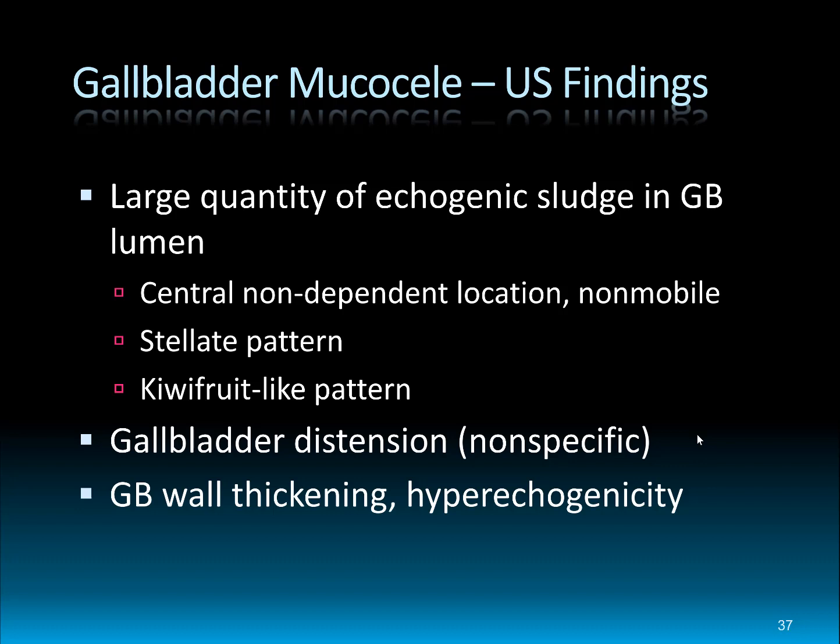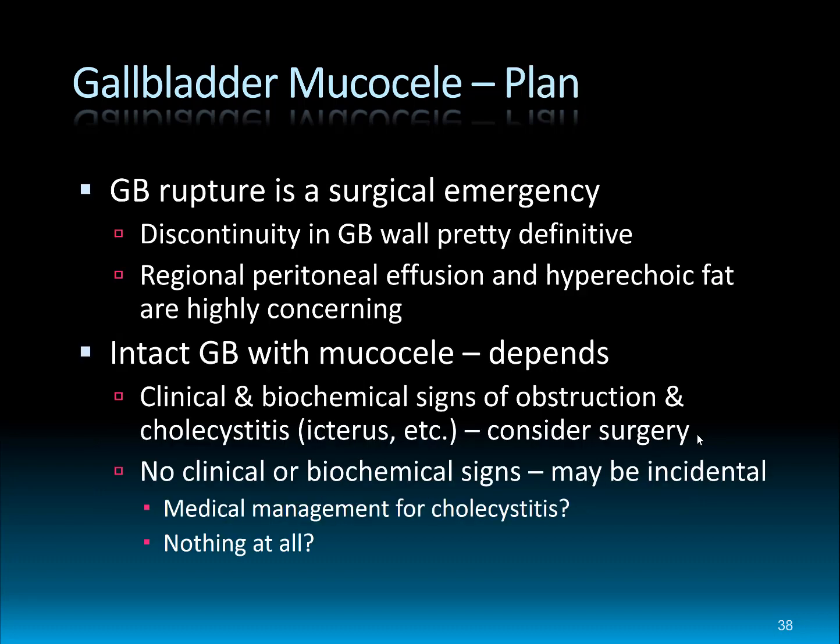Usually there's gallbladder distension, although again, that's not a specific finding. And a lot of the time we'll see gallbladder wall thickening and usually an increase in echogenicity as well. The gallbladder can rupture. If it does, that's a surgical emergency. Sometimes, rarely, you'll see a discontinuity in the gallbladder wall, so there you've got your answer.